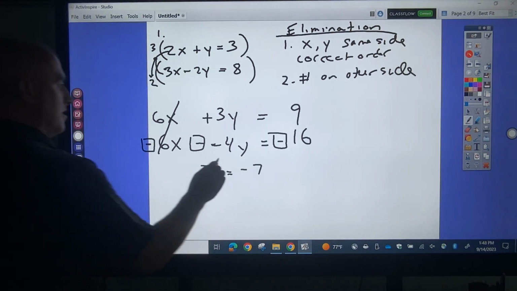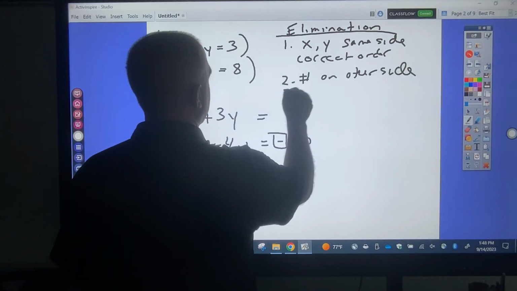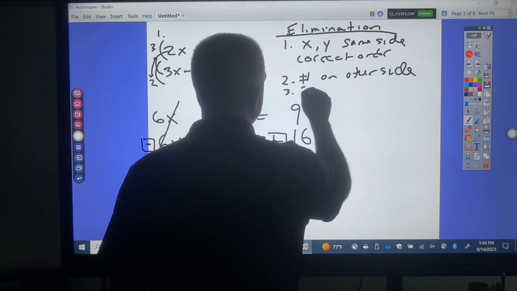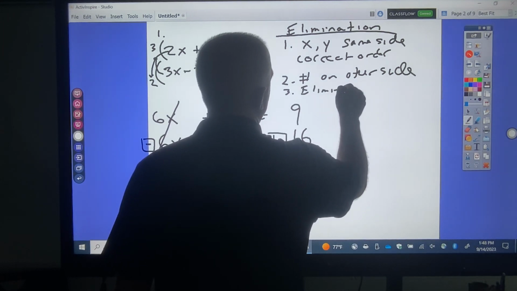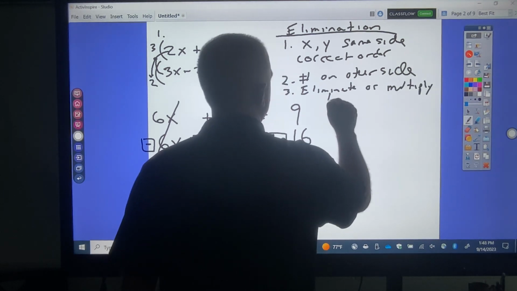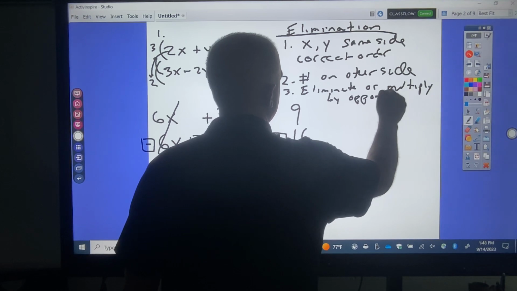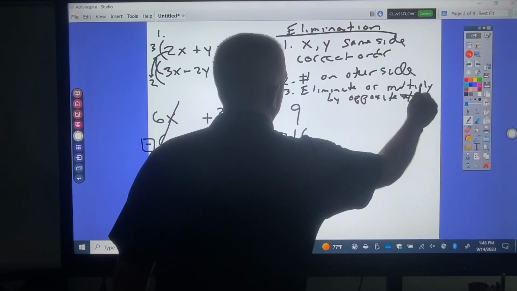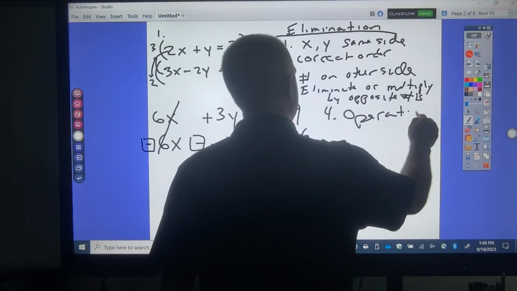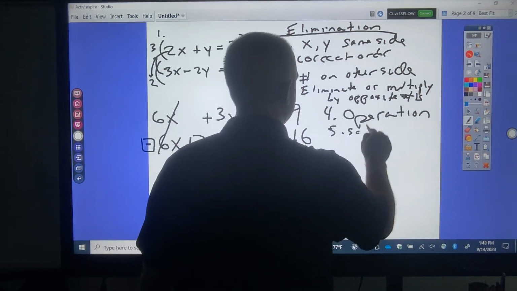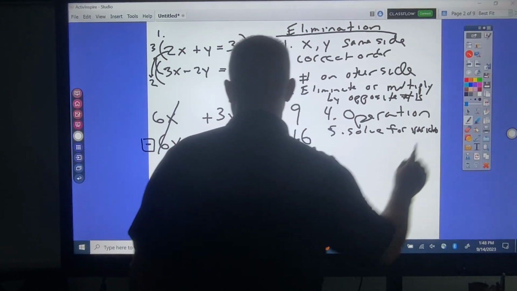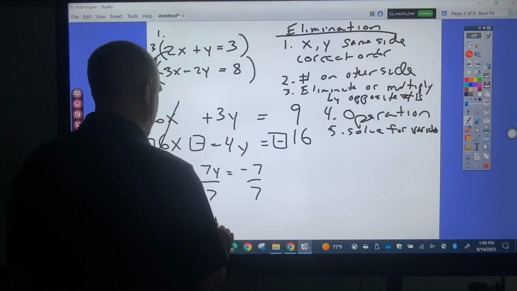Very easily. So after you get that on the same side, basically, you can look to eliminate or multiply by opposite numbers. Now, once you do that, you have to figure out the operation. Solve for the variable. So if I divide by 7, I get y equals -1.